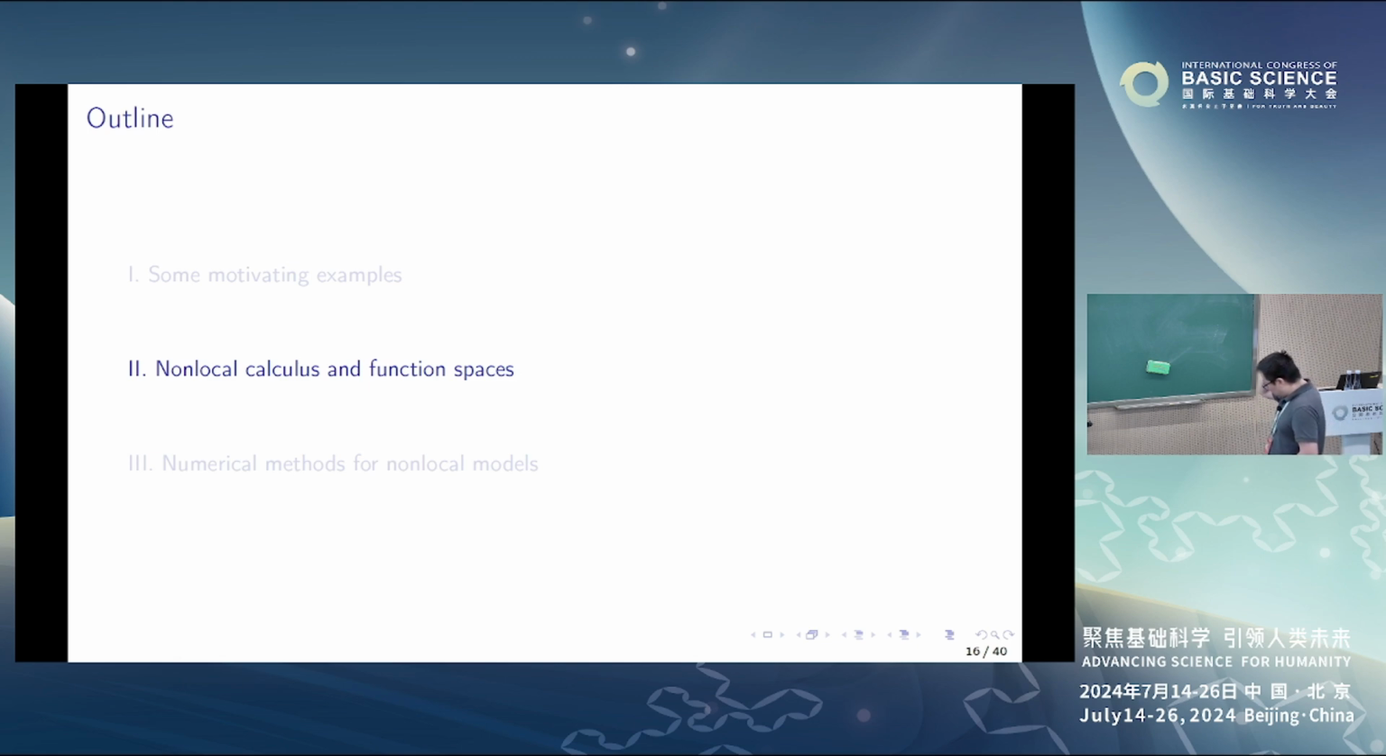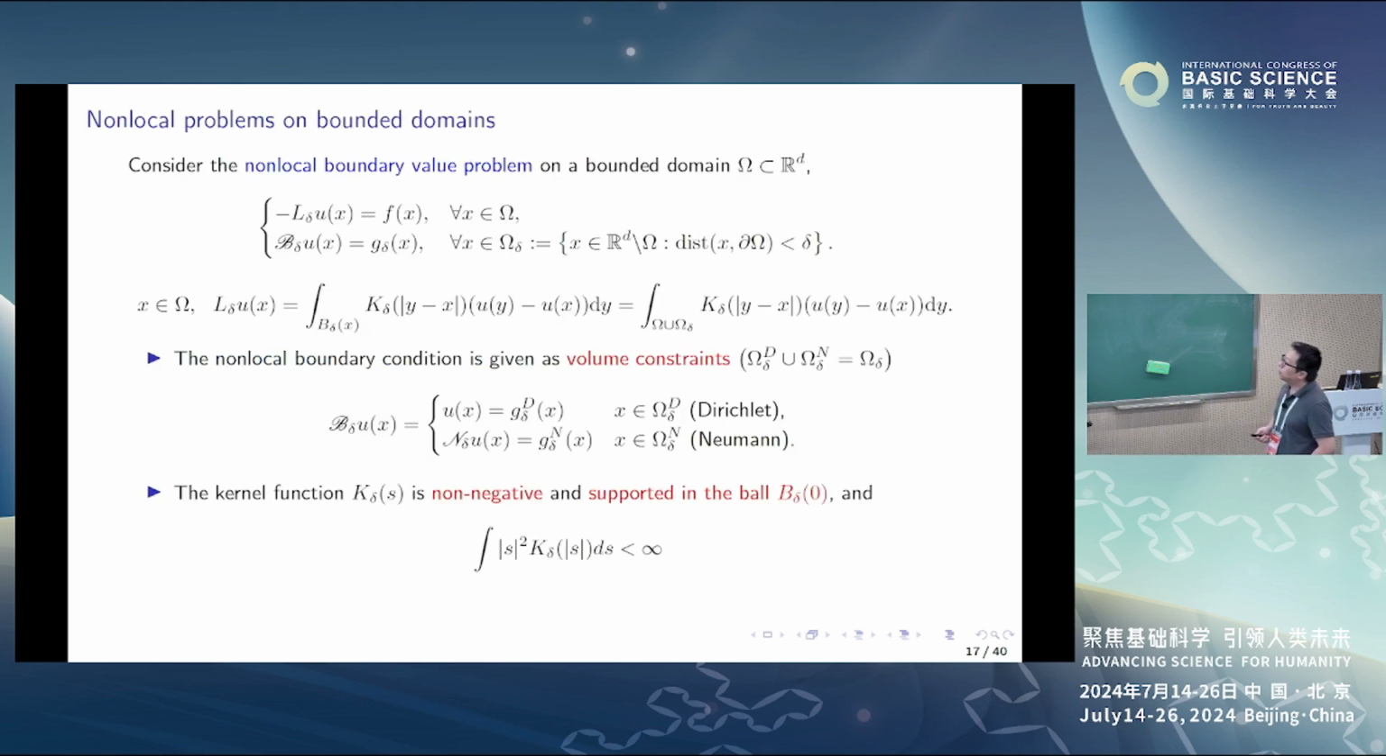So let me introduce something related to nonlocal models, okay, about the mathematics. So let's focus on the nonlocal boundary value problem on the bounded domain Omega. And we consider this nonlocal diffusion equation, the nonlocal Poisson problem: minus L_delta u equals f for x in Omega. Here, L_delta is a nonlocal diffusion operator. It's defined in this way.